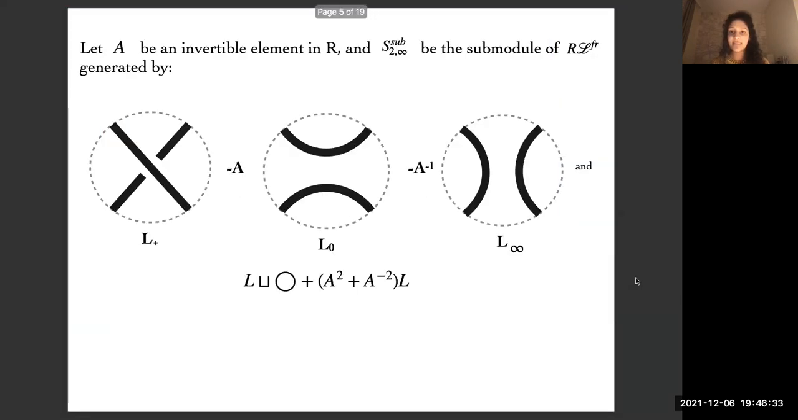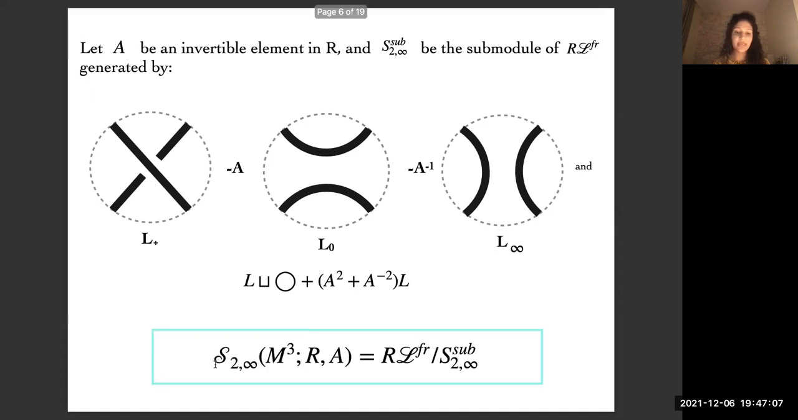So how do we define the skein module? Well, we consider formal linear combinations of ambient isotopy classes of unoriented framed links in an oriented three manifold. The base ring over here is a commutative ring with unity with an invertible element A. And now what we do is that we mod out by the submodule, which is generated by these two expressions. So the first one is the Kauffman bracket skein expression, and the second one is the trivial component expression. And once we mod out by these two, what we get is the Kauffman bracket skein module, which we denote by S2,infinity.